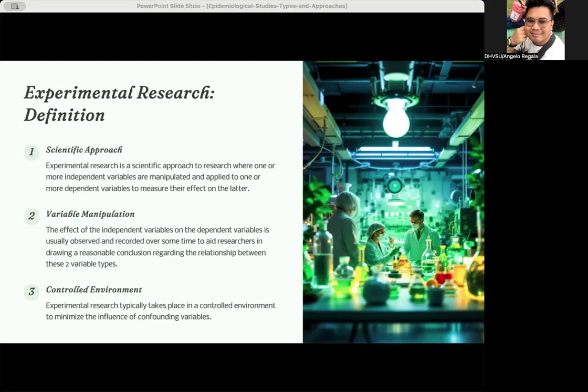So you can have a controlled environment. Basically, it takes place in laboratories that have a controlled environment, like you set the temperature, the lighting, the surroundings, to minimize the influence of external variables, or to minimize the effects of the uncontrollable variables.